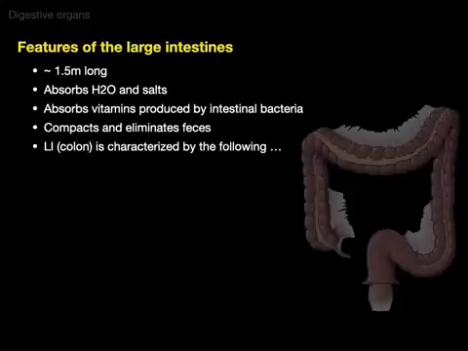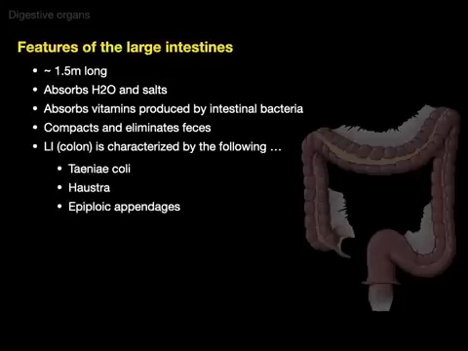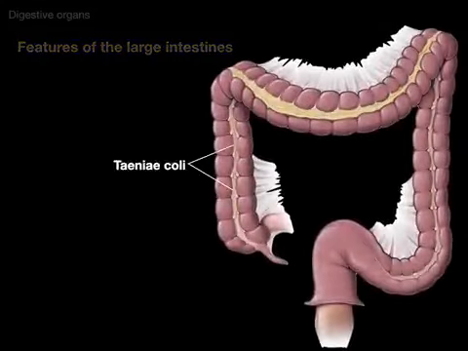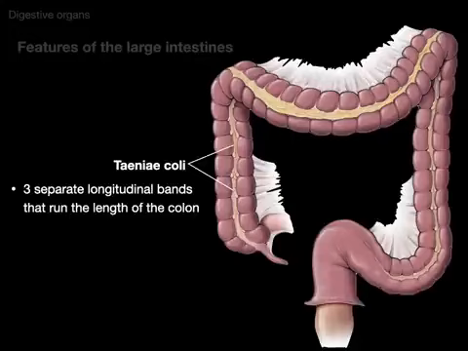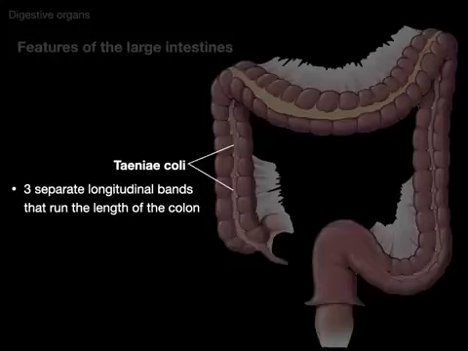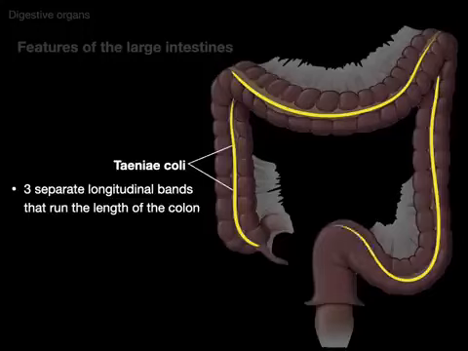The large intestine is then further characterized by taenia coli, haustra, and epiploic appendages. Let's go through each one of those. So the taenia coli are thickenings of the outer longitudinal layer of the muscularis externa, and there are 3 separate longitudinal bands, anterior, posterior, and lateral, and they run the entire length of the colon. And so we can see the anterior and posterior, and then the anterior again. We just don't see the lateral very well.